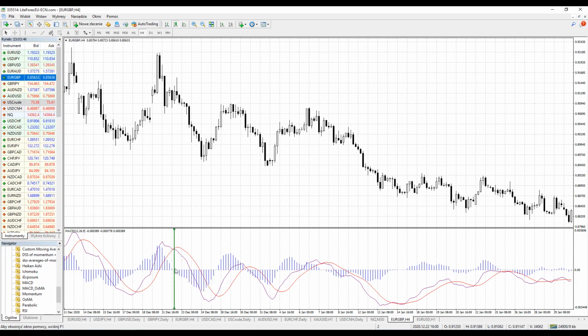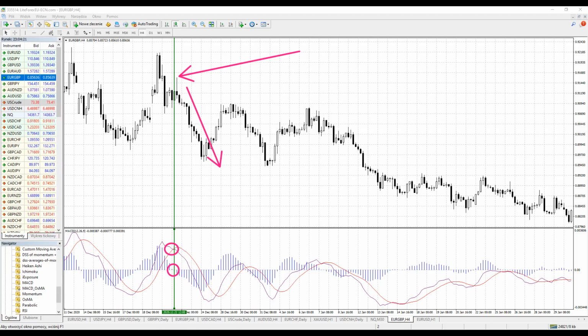In that case, we also have the histogram crossing the zero line, right? So we have two things signaling a possible downside move, and in that case, yes, it really happened, but depending on where your stop was, it could possibly have been stopped out as well. After the stop was hit, we started to move down.